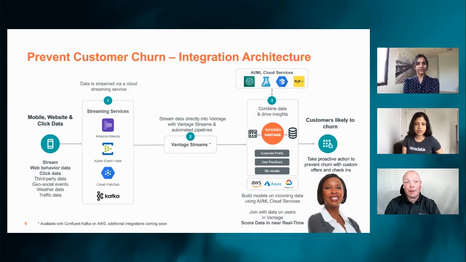So you can use the cloud streaming services that you see on that box to your left. You have the Kinesis, the Pub Subs, the Event Hubs, and then you have Kafka and different distributions of that as well. And you can either pipe that data into the object store like we discussed in the previous example, or we're developing this new capability that's soon to be released.